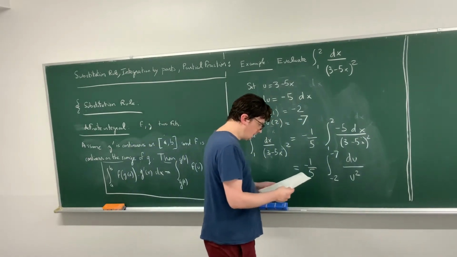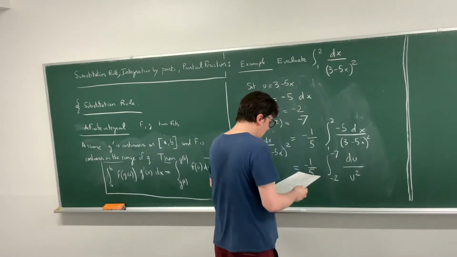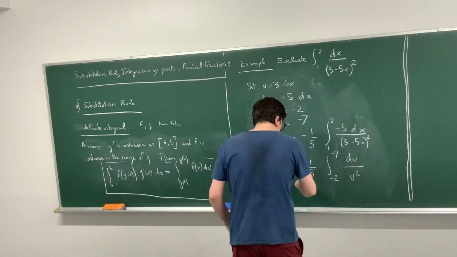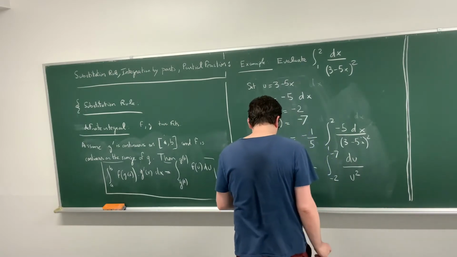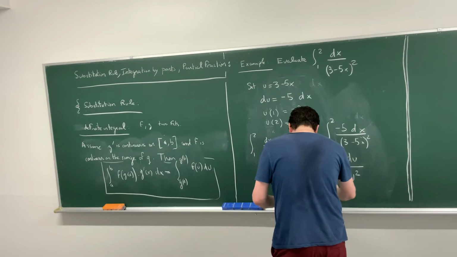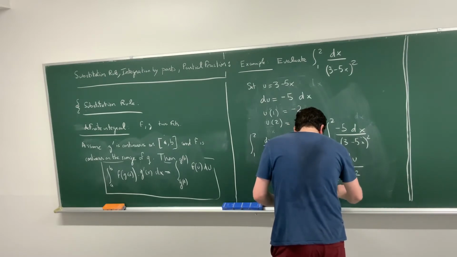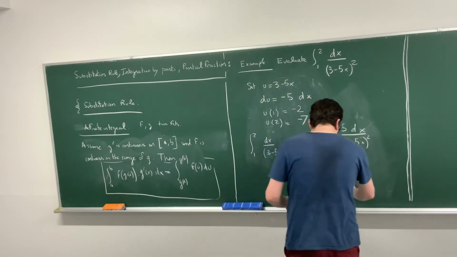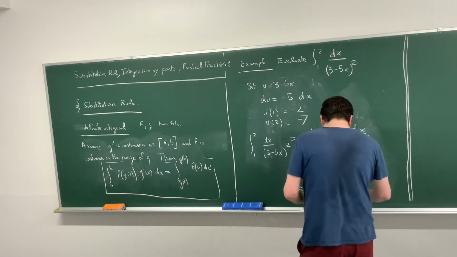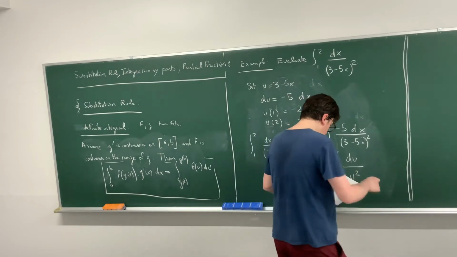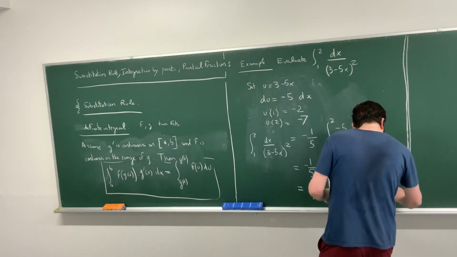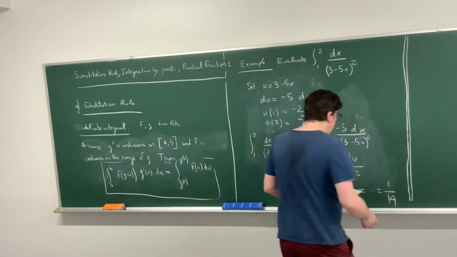All right? So this is u to the minus 2. We know how to integrate this. We know the antiderivative. Basically, this is equal to minus 1 over 5, the antiderivative of minus 1 over u, and then everything between minus 2 and minus 7, right? And so I let you calculate this. You should find 1 over 14.